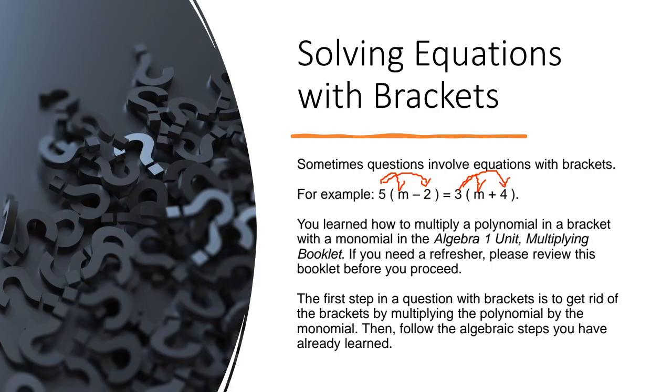So this goes back to your multiplying booklet. If you need a refresher, you can go back and review that video, or you can go back and look at that booklet, which is in the Algebra 1 unit under, I think, the multiplying booklet. So the first step in this question is to get rid of the brackets, and in order to do that, we're going to multiply it through whatever polynomial is in here, or use the expansion rule. So let's try one.